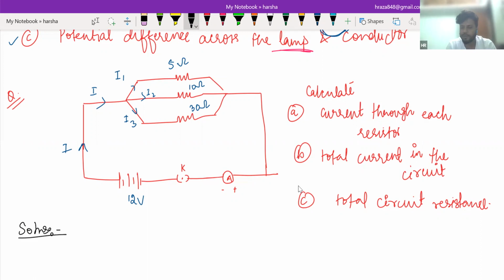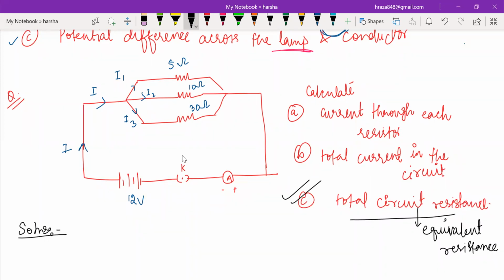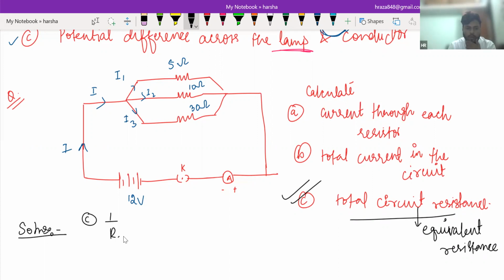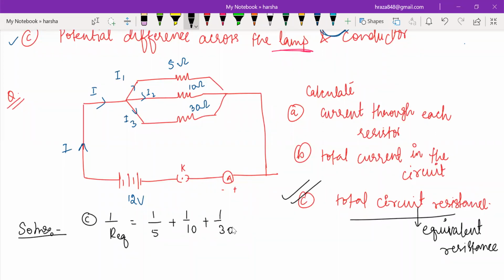I'm going to solve the last question first. You can see total circuit resistance that I told you is equivalent resistance. Is that clear, everyone? Yes, sir. Now see equivalent resistance, and you can see 5 ohm, 10 ohm, 30 ohm resistors are in series or parallel? Parallel. Then can't you apply the formula 1 upon R equivalent is equal to 1 by 5 plus 1 by 10 plus 1 by 30? Sarah, can you solve this R equivalent? Yes, sir. Okay, please solve it and let me know the answer.